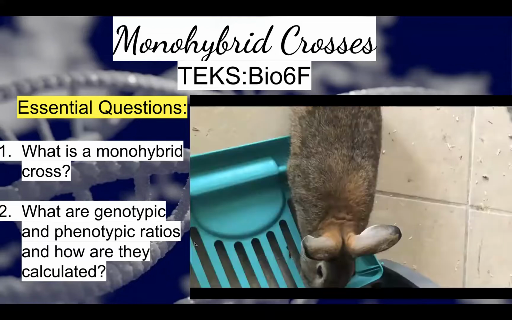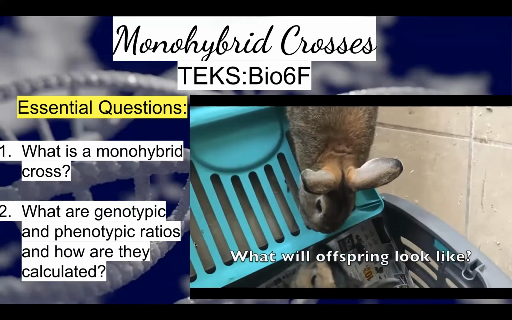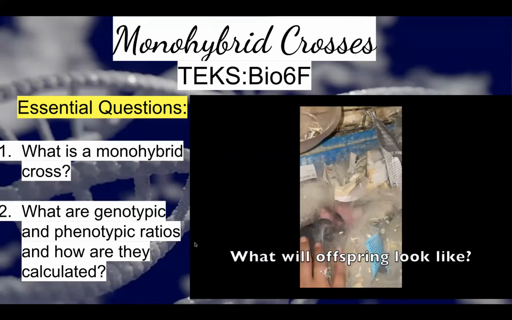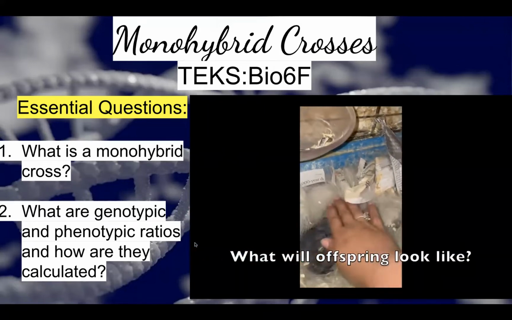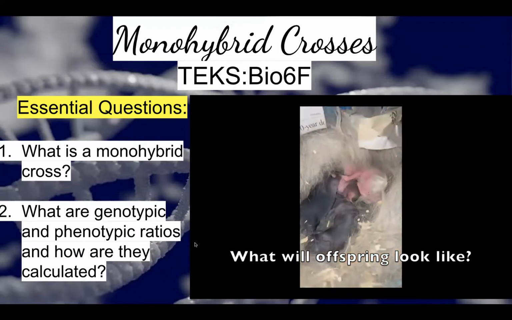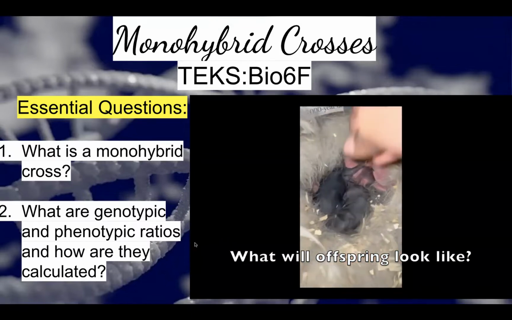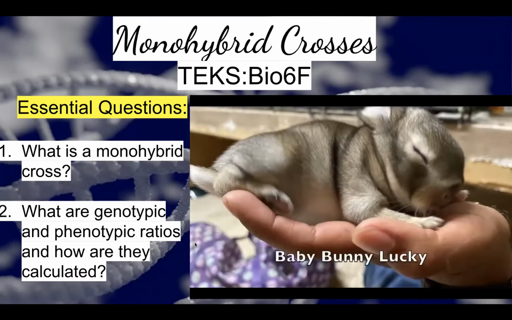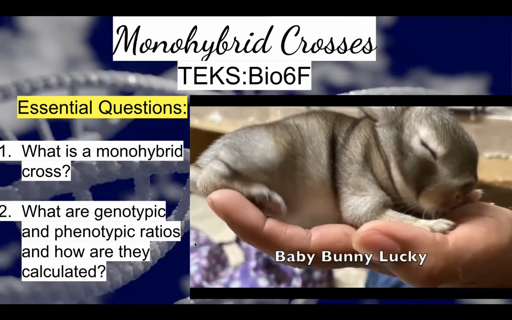So that is the mom, that's Mochi. Here's a picture of the dad and the mom together. And so what do you think the offspring will look like? And then here's a little video of the litter that they had. So Mochi had 7 babies. Baby Bunny Lucky was one of those. And that is what he looked like when he was a few weeks old.